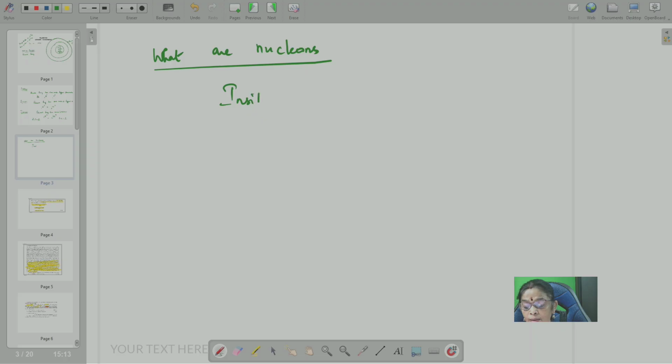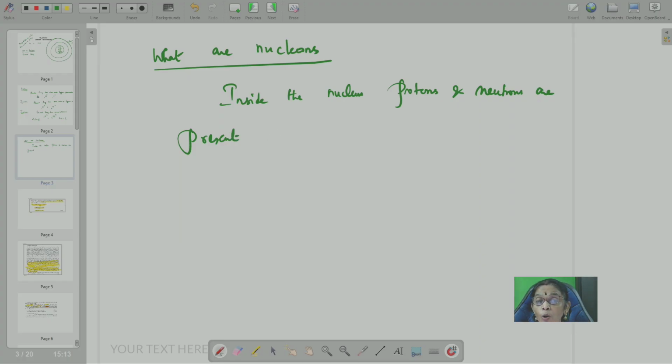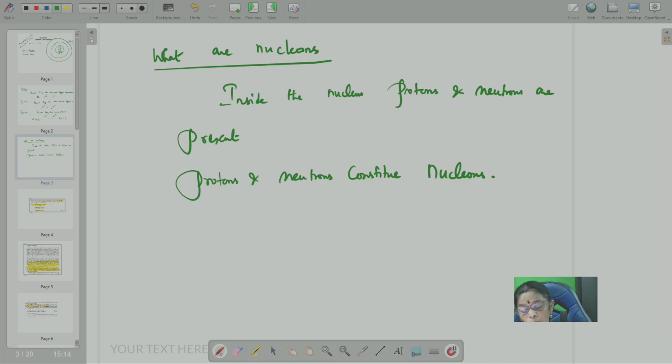Inside the nucleus, protons and neutrons are present. The protons and neutrons all together you call it as nucleons. Protons and neutrons constitute nucleons. So what are nucleons? Proton and neutron together are called nucleons.